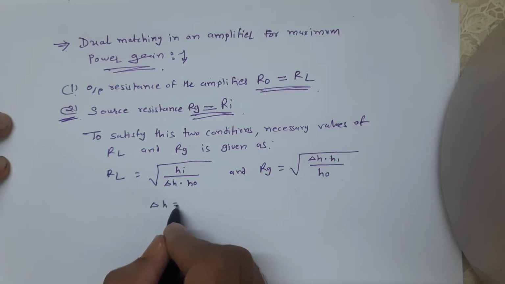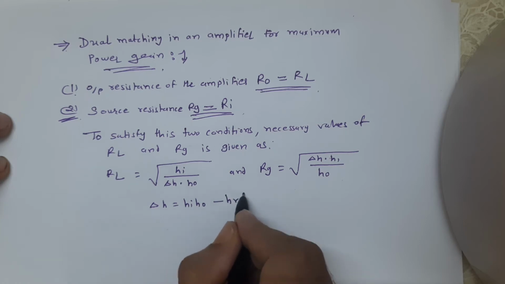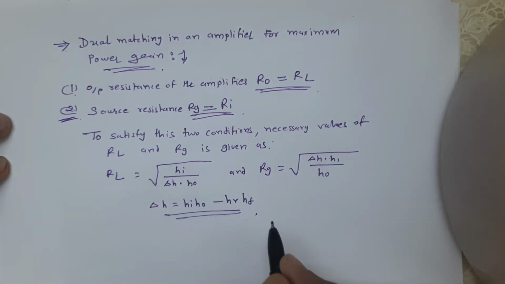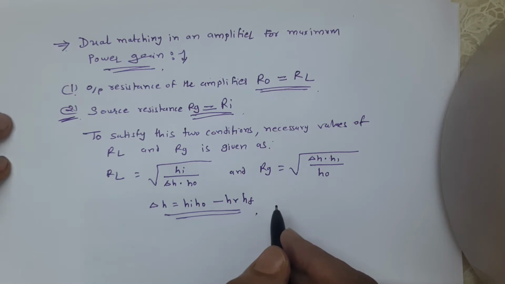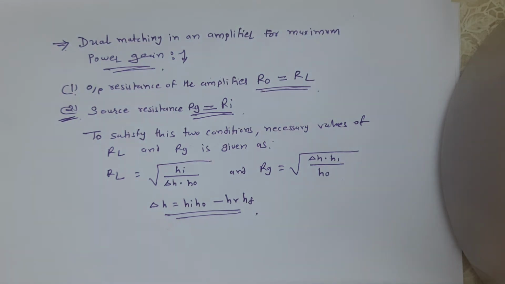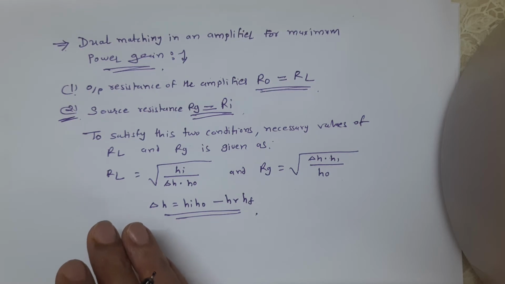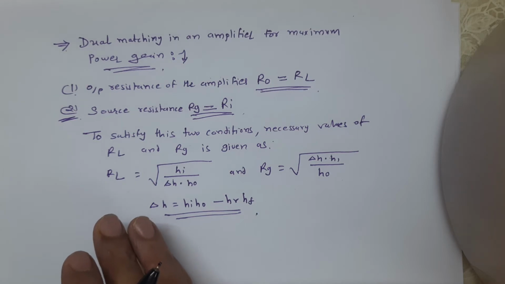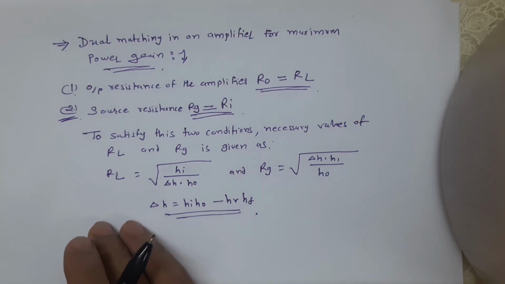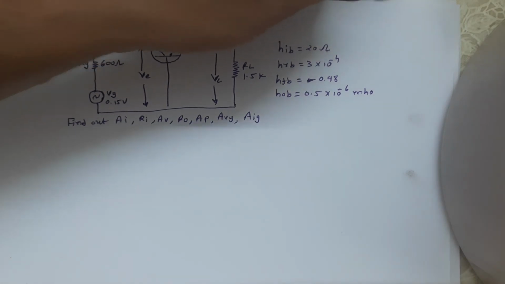Here delta H is equal to HiHO minus HrHf. So this completes your dual matching in an amplifier for the maximum power gain. Now we are taking one example, very important from the examination point of view. I already wrote which example.